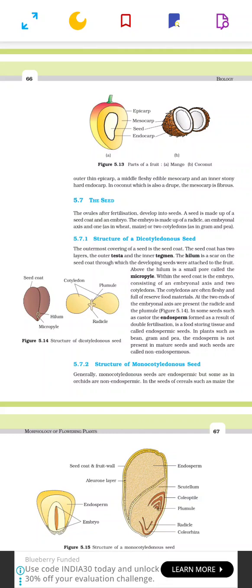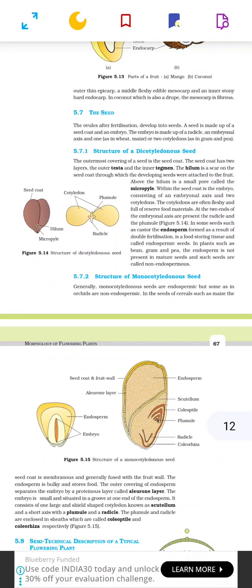Figure 5.14 shows the structure of a dicotyledon seed, where the micropyle is present above the hilum, and there is a seed coat which is testa and tegmen. Cotyledons and plumule are shown in a dicotyledon seed. In the embryonal axis there is a structure called the plumule, which gives rise to the shoot in the future, and a structure called the radicle, which gives rise to the root in the future. And cotyledons are the structures where the food materials are reserved for the embryo, and outside the cotyledon there are the testa and tegmen, which form the seed coat.